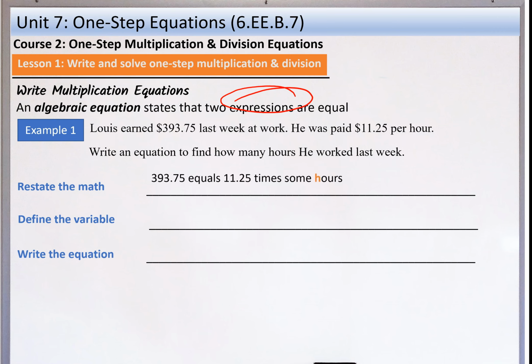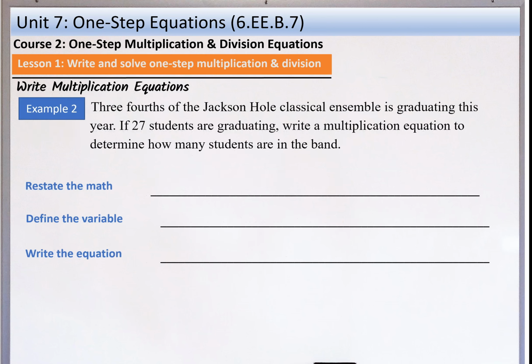The way I restated the math was $393.75 is equal to 11 and 25 hundredths times some number of hours. I'm going to let H represent the number of hours Lewis worked last week. So my equation would be 11 and 25 hundredths times some number H is equal to 393 and 75 hundredths. Right now we're just going to write the equation. We're not going to try and solve it. The next one.